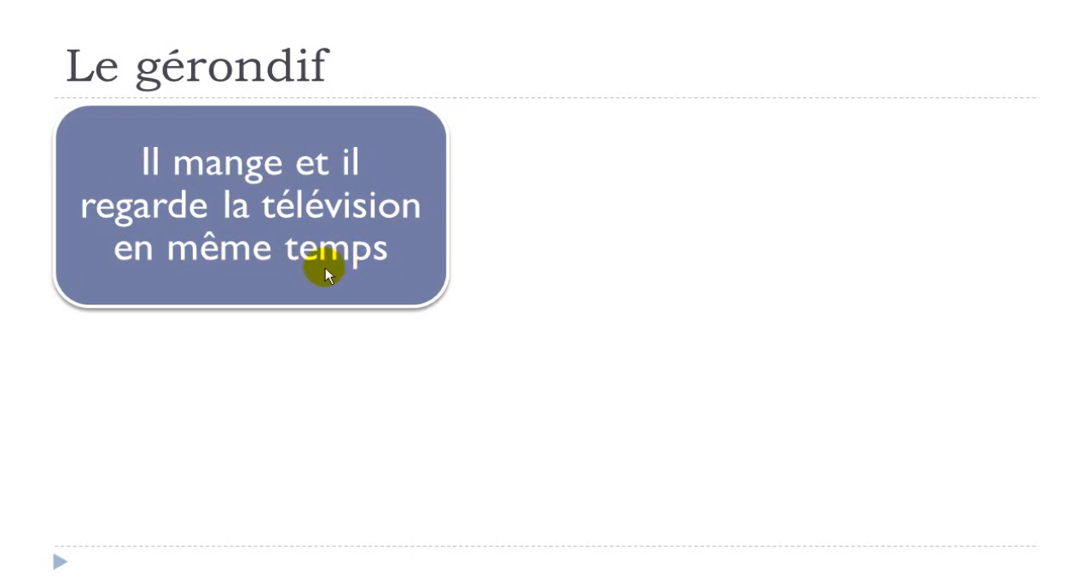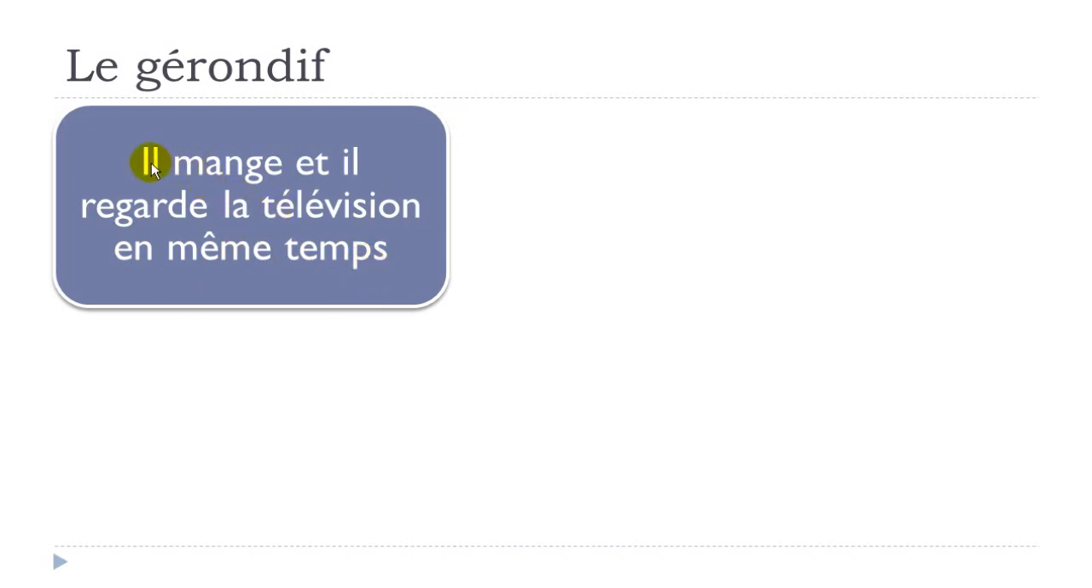So in that sentence, it would be possible, of course, to write this sentence like that. Il mange et il regarde la télévision en même temps. But then, as we saw, and that's the whole idea of this video, we've got this gérondif form possibility just to avoid repeating this or using this en même temps, and just to make it, well, shorter.